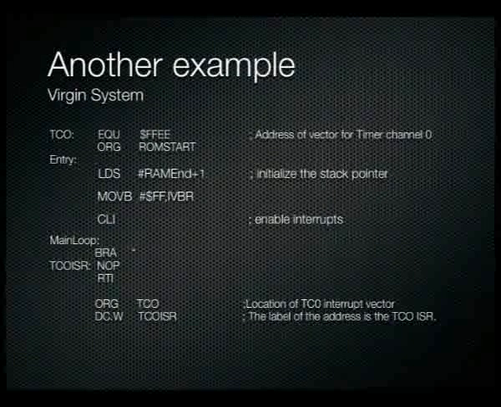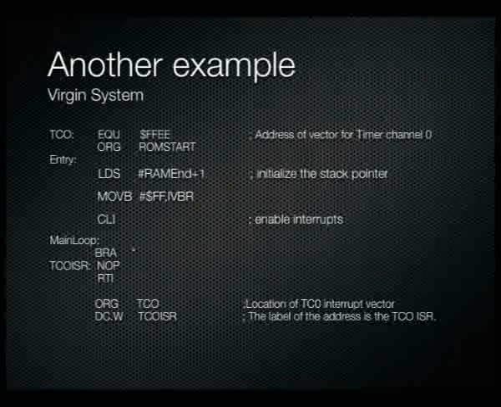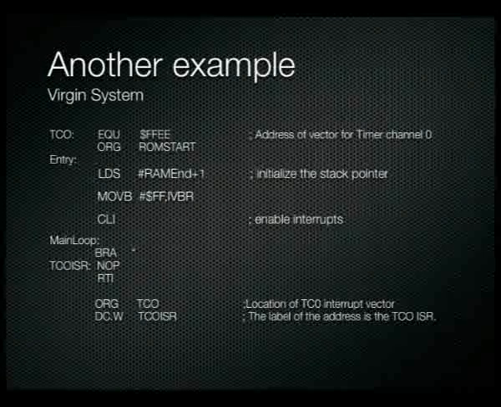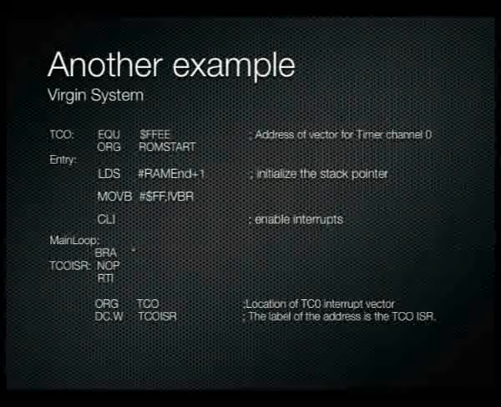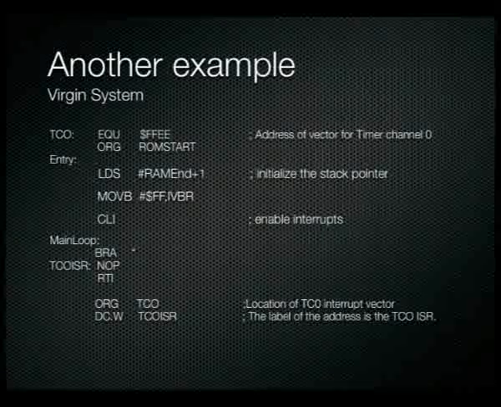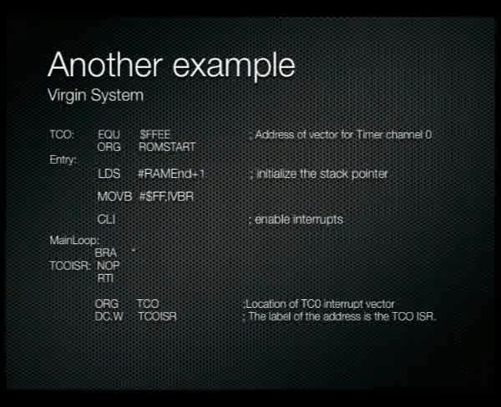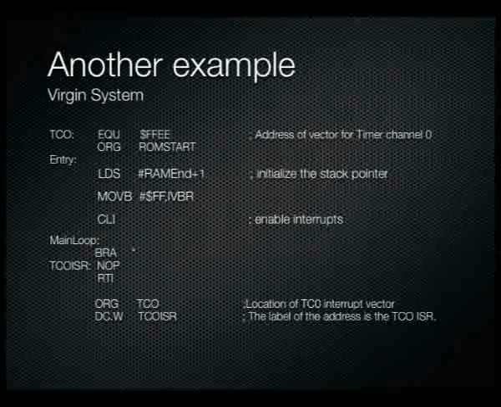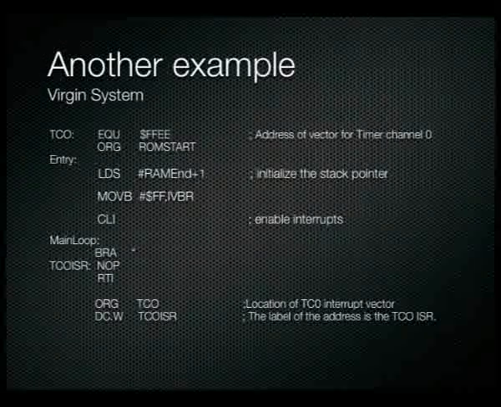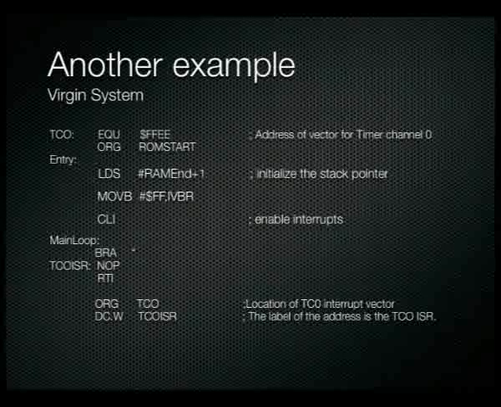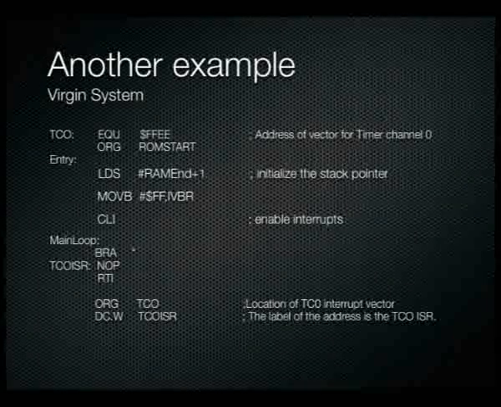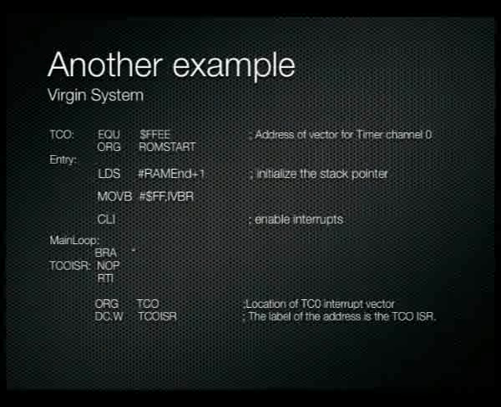So to give you a few examples of uses of some interrupts, I've used the timer channel 0 as an example. So I've got TC0 with the memory location in the vector table for the TC0 interrupt. And then I've simply got an org ROM start, and I've set up the stack pointer, set up the interrupt vector base register, and cleared the interrupts. Of course, if the TC0 subsystem actually required some configuration, say to turn it on or make that channel active, then I've left that code out, but that would be added in there as part of the initialization before I turned on the interrupts.